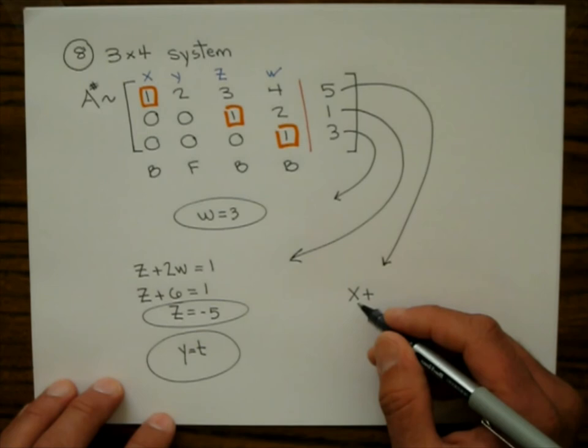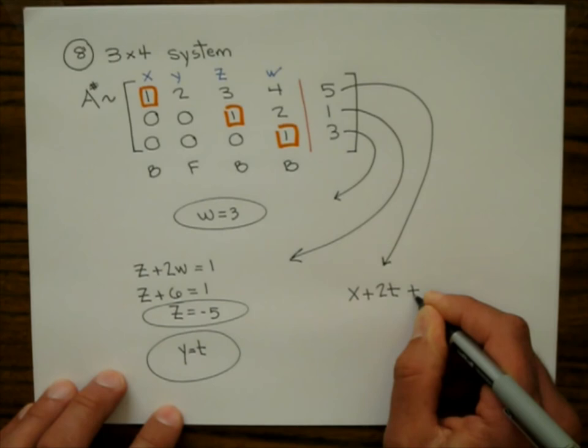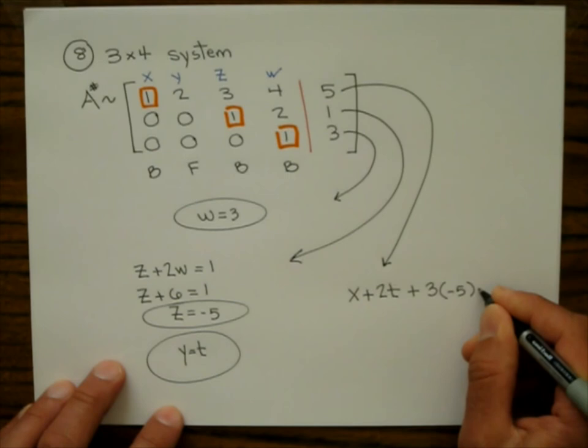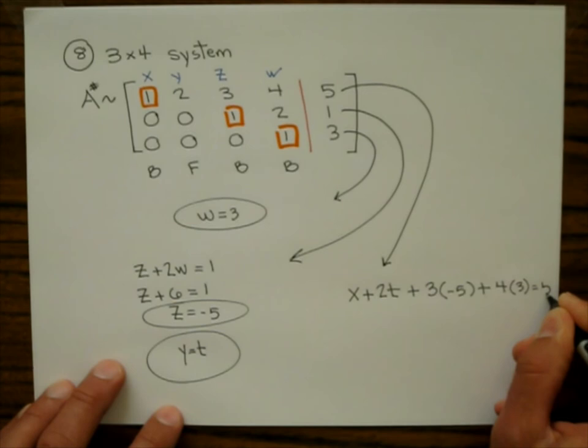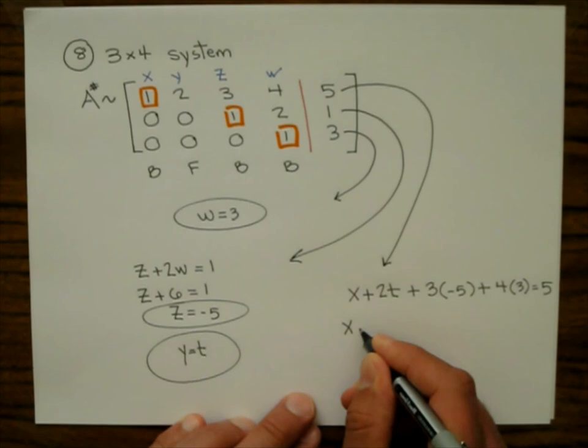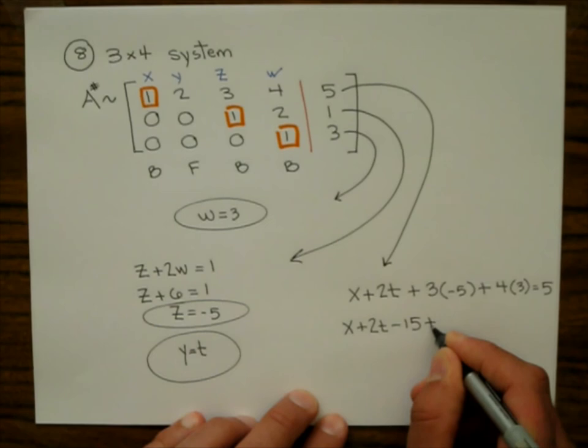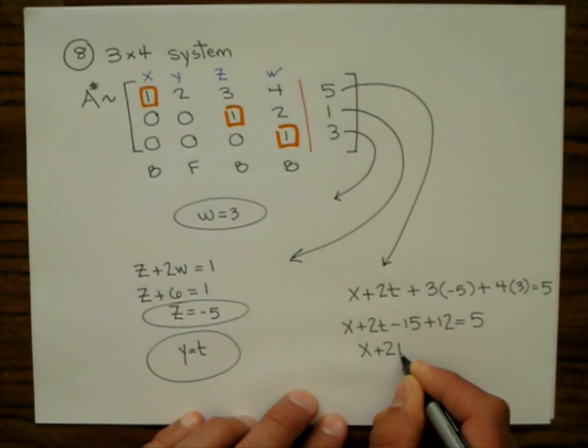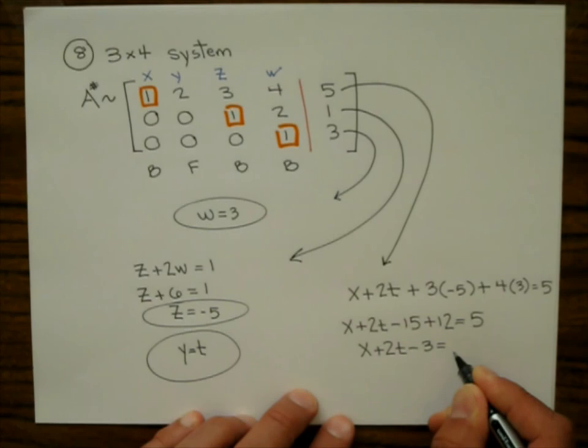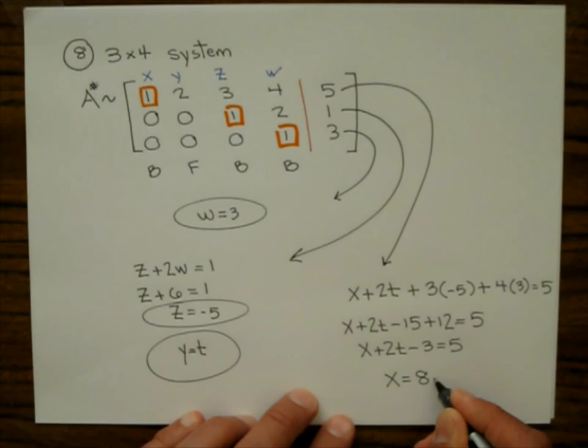So I have x plus 2y, so plus 2t, plus 3z, so plus 3 times negative 5, plus 4w, 4 times 3, this equals 5. Almost ran off the paper, I was getting a little scared when I was writing that out. I have x plus 2t minus 15 plus 12 equals 5. I'll just write this out a little more. So x plus 2t minus 3 equals 5. So it looks like x is going to equal 8 minus 2t. Or you can write negative 2t plus 8.